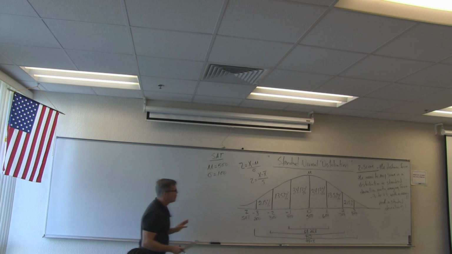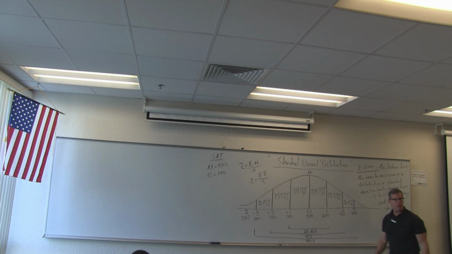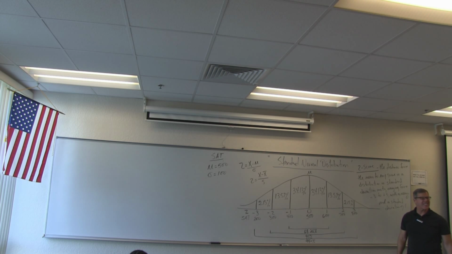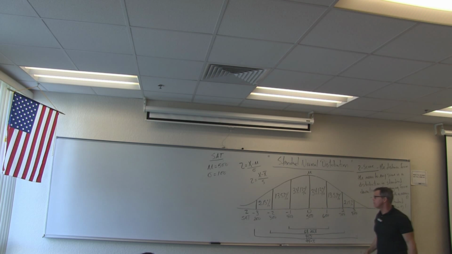Now this tells us something. This tells us that about 68.26% of the people who take the SAT score between 400 and 600. A very small percentage score above 700. So what is considered normal on the SAT is right in here. This is the most normal. It's the highest frequency. The majority of the scores are 500 on the SAT.